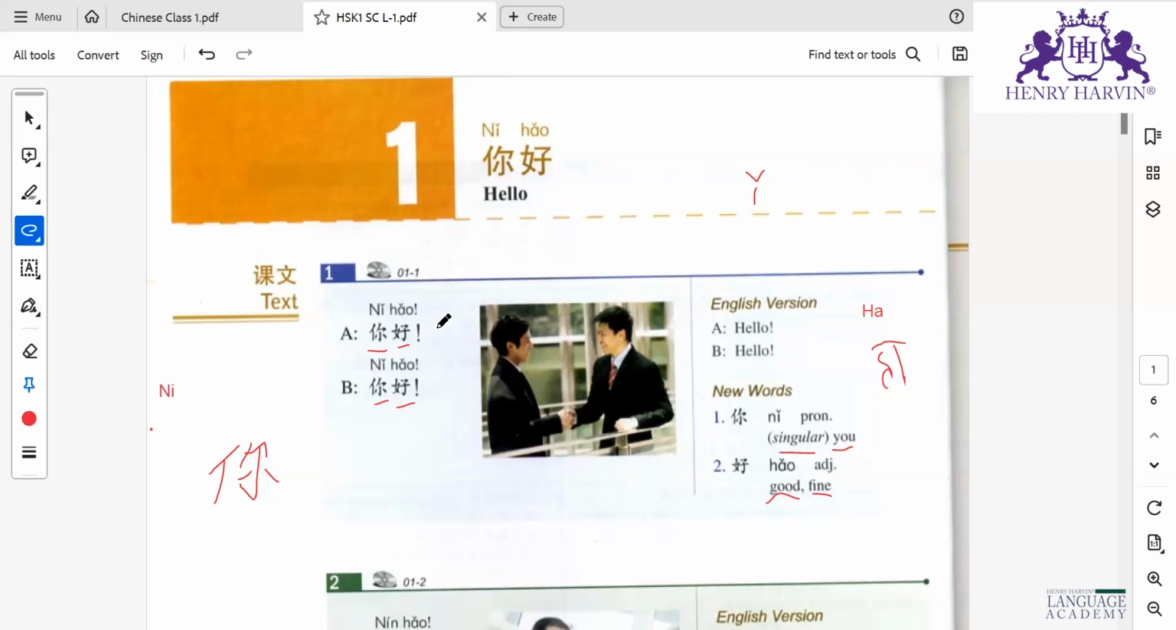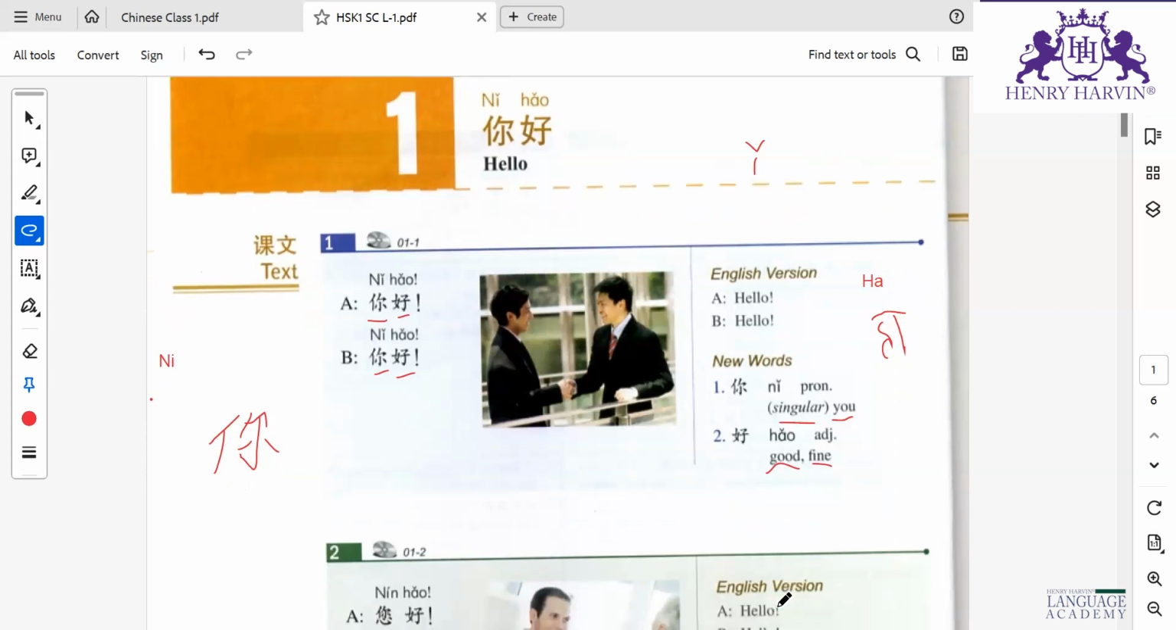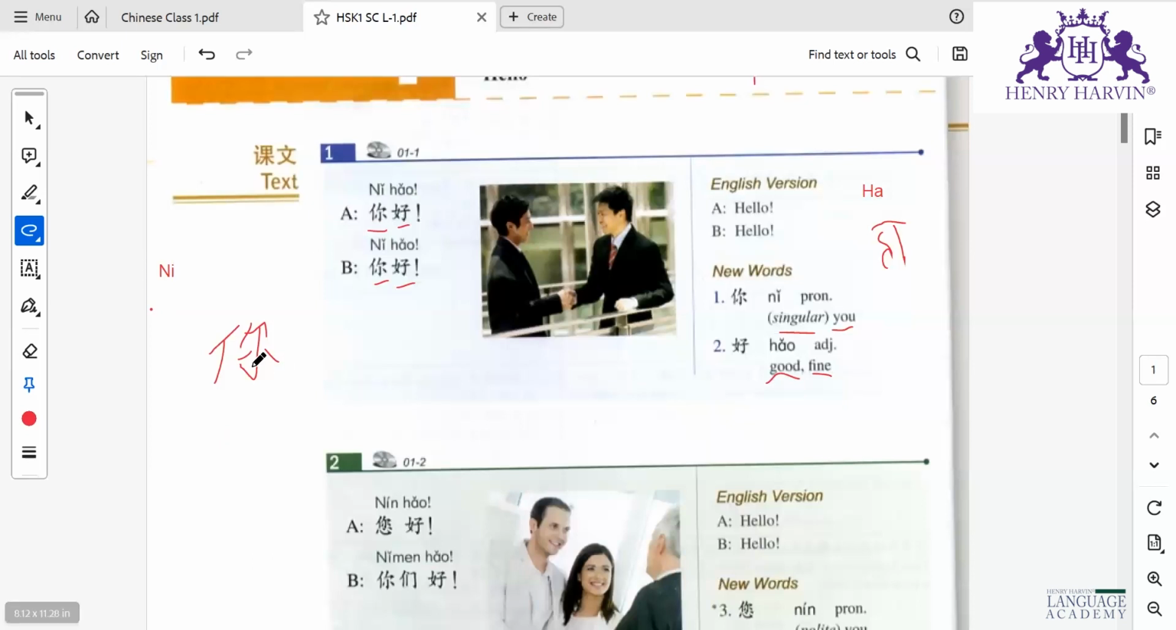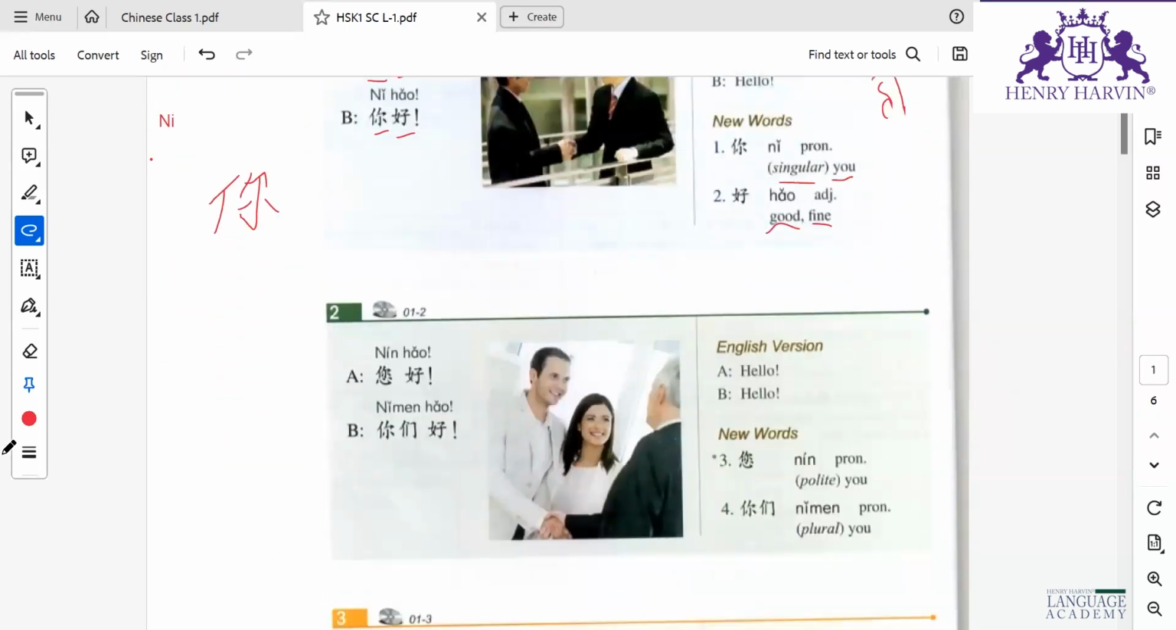But only when the person in front of you is one. Only in that case you can say ni hao. For plural forms, we will learn that later on. Right now, we are learning the singular only, that is ni hao. Now we have completed text 1. Now we will move to text 2.